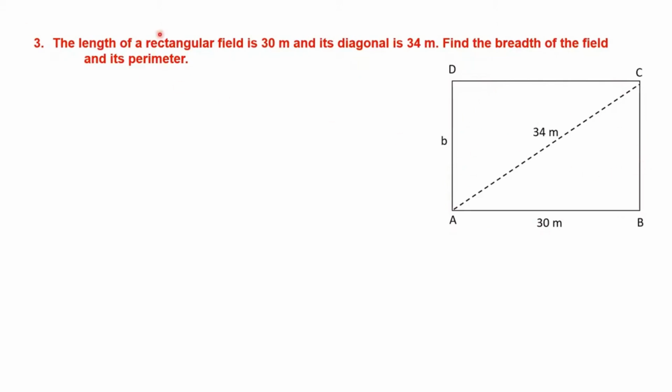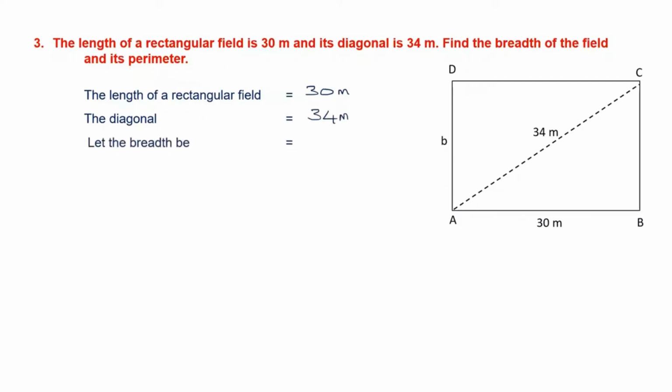Now let's continue. The length of the rectangular field given to us is 30 meters. We are writing what is given to us first. The diagonal given to us is 34 meters. Now, one important property before we write this: breadth is B, according to the Pythagoras theorem. Now, this is very important. I want you to remember this theorem to use it to find the breadth, especially when the diagonal is given to us. So, according to this theorem, AC square is equal to AB square plus BC square.